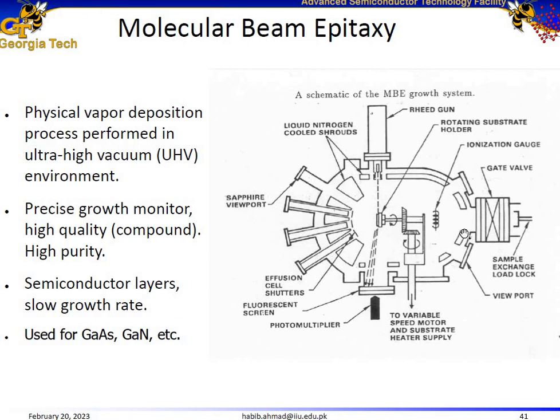And it could be used for growing a lot of other materials, for example, gallium nitride, aluminum nitride, indium nitride, ternary alloys, and a lot of other stuff. The advantage of this technique is that it has precise growth control. It has a precision of nanometer scale. You can grow really fine, thin layers using this technique, and you can reproduce them every time. The disadvantage is that it has a slow growth rate. Used for gallium arsenide, gallium nitride, and a lot of other stuff, especially used for growing indium gallium nitride, because you might like to grow indium gallium nitride at low temperature.